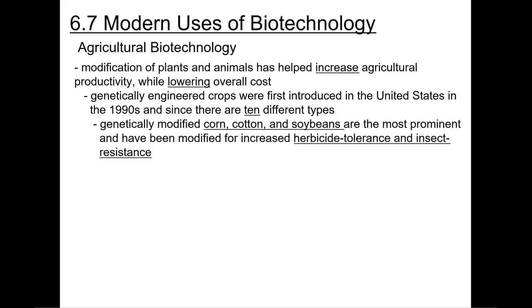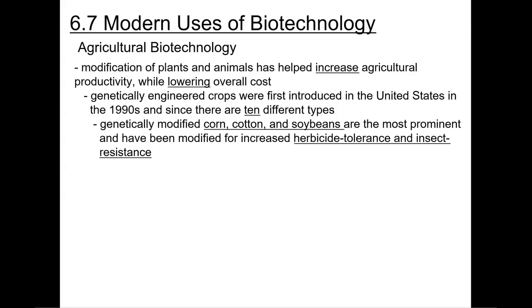Okay, so with genetically modified things that we have a lot of right now, we have corn. Most corn, about 89 to 90% of corn, is going to be genetically modified. Cotton and soybeans are going to be highly genetically modified for almost all of those that are out there. So these are the most prominent and have been modified for increased herbicide tolerance and insect resistance. So that's another one I haven't mentioned, the herbicide tolerance.